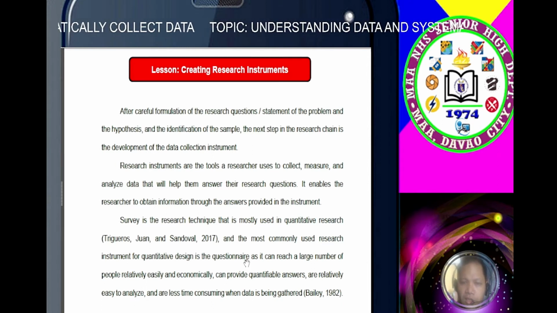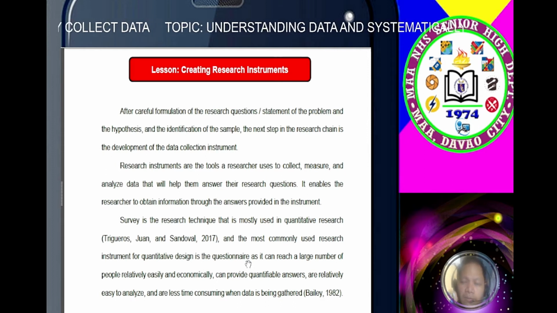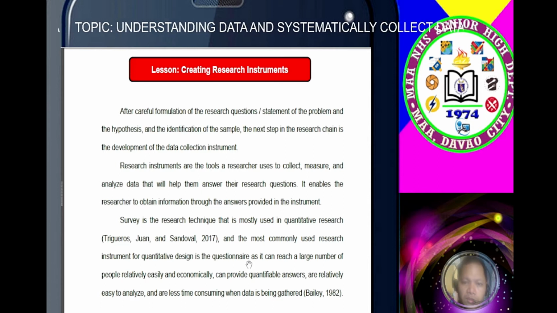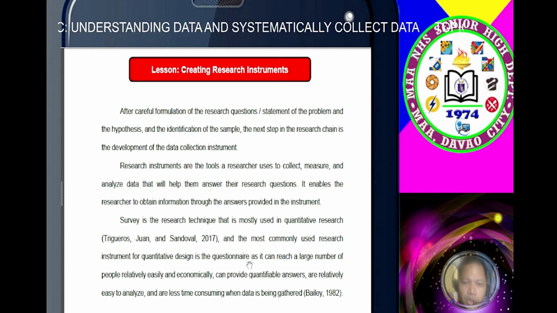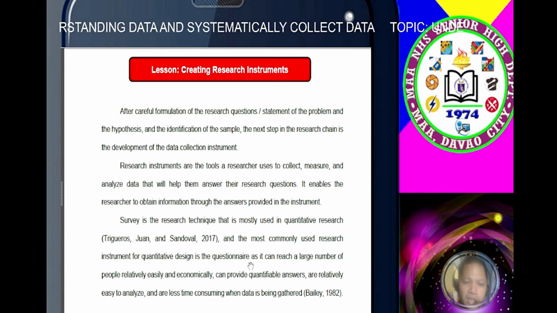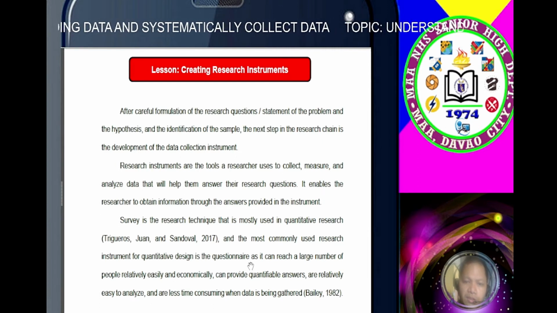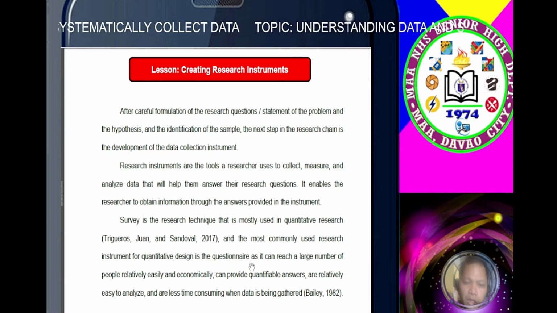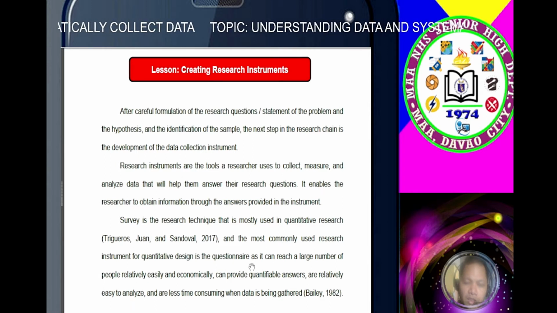How will you answer that? You will have your research instrument. Research instruments are the tools a researcher uses to collect, measure, and analyze data that will help them answer their research questions. It enables the researcher to obtain information from the answers provided in the instrument.